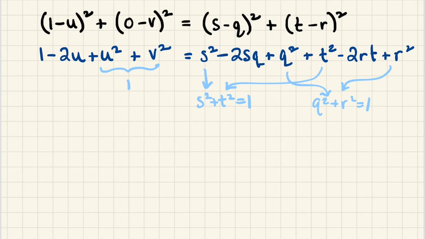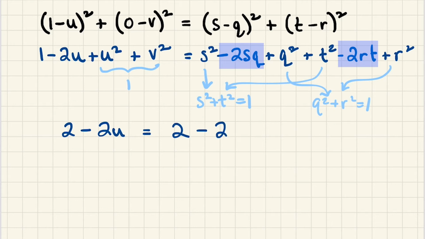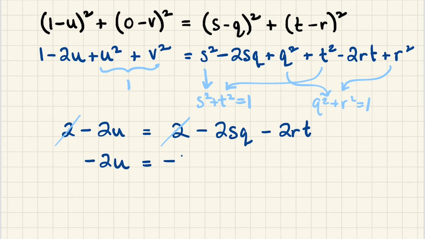So what does this really mean? Well, on the left, we have 1 plus 1, which is 2. So we have 2 minus 2u. And on the right, we have s squared plus t squared, which is 1, and q squared plus r squared, which is 1. They add up to 2. And then what have we not accounted for yet? Minus 2sq minus 2rt. Okay, so this is starting to look a little cleaner. We can do a lot better than this. We can also subtract 2 from both sides, completely eliminating that 2. So we get negative 2u is equal to negative 2sq minus 2rt.